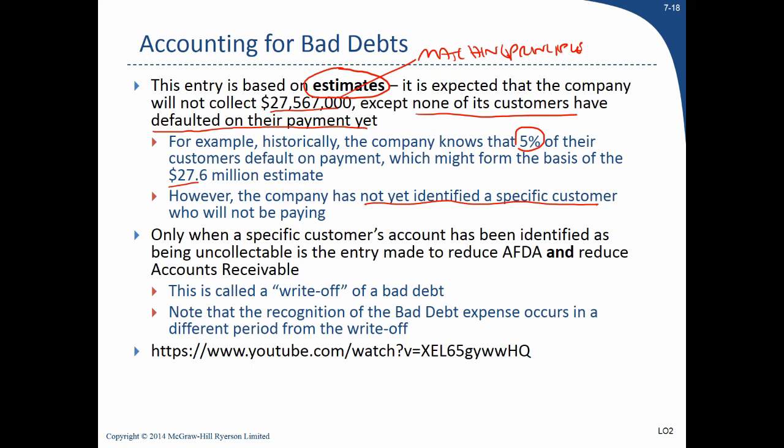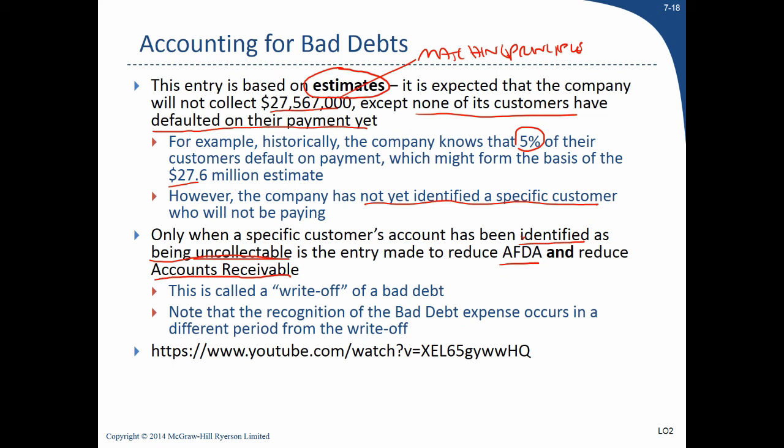Let's fast forward 6 months. Now we know which of our customers are delinquent in paying us, which have gone bankrupt, which have fled the country, whatever it is. And now we say customer number 2 has been identified as being uncollectible. So now we write off the bad debt, and this is a different entry. What we do is we actually reduce AFDA and reduce accounts receivable. We're going to see an example of that. But this is a separate journal entry.